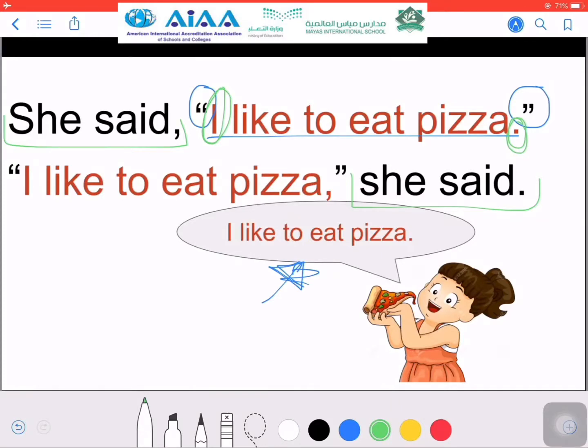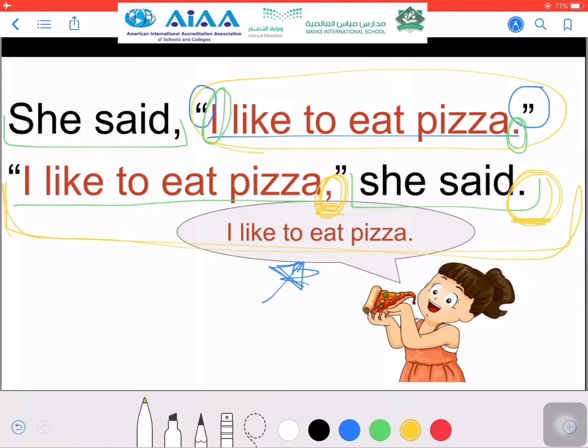You have another way. "I like to eat pizza," she said. Then what do I put here? I put a comma, right? Why do I put a comma? Because I can't put a period in the middle of the sentence. I can put it at the end of this sentence. So this is the whole sentence. Then I can't put two periods in the same sentence. I can put a comma in the middle and at the end the period. But if the quotation comes at the end, I will put the period.